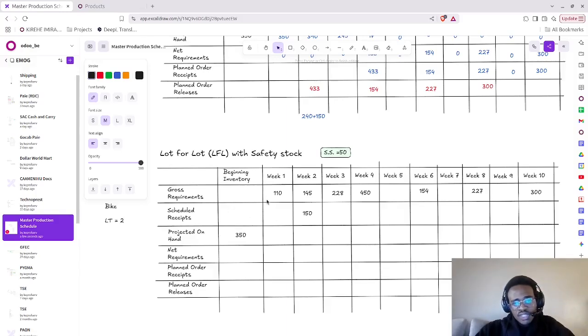So we are starting with 350, and we have our gross requirements throughout the weeks over here. So let's fill it. I'm starting with 350, so the amount that I'm carrying forward to week 1 is 350 bicycles. When I have 350 bicycles on hand and I'm required to supply 110, do I have a net requirement? Certainly not, because the difference is 240. Just to repeat, anytime you have a difference that is negative, that tells you that you have a net requirement. So here we have 0, and planned order receipts and planned order releases will also be 0.